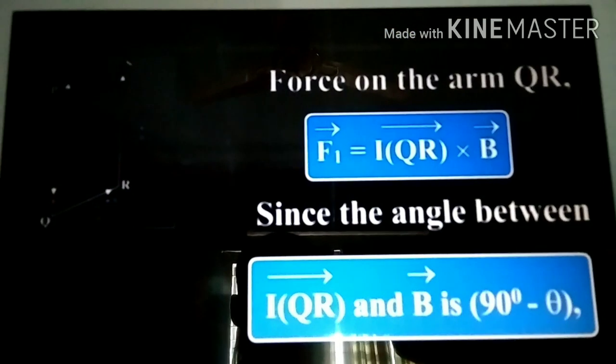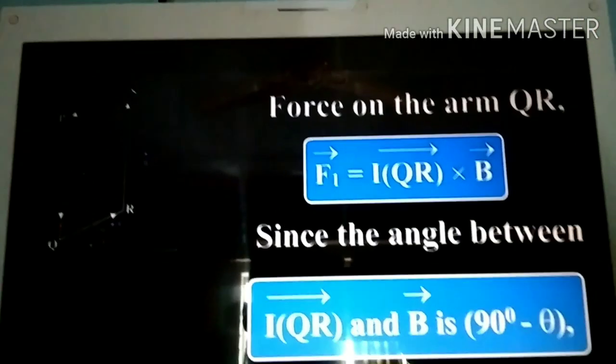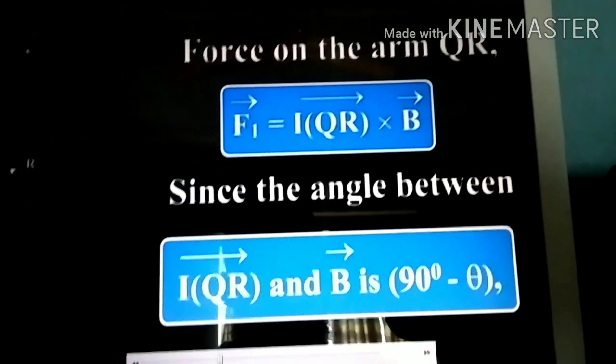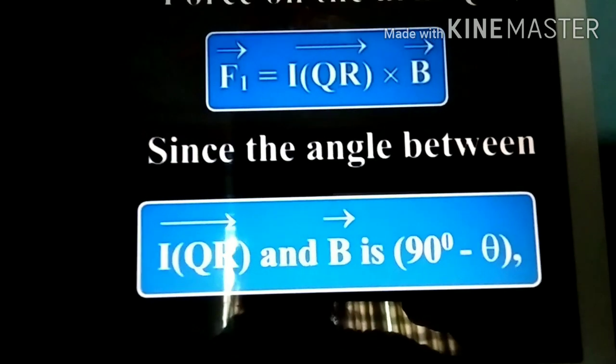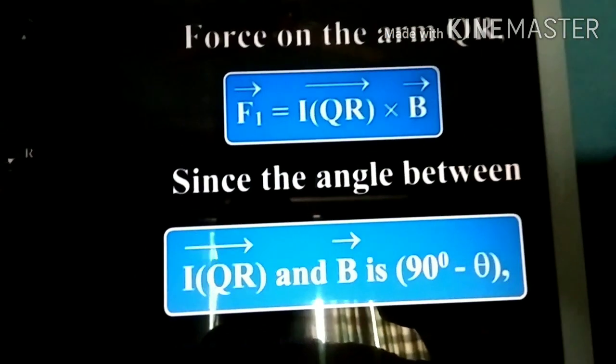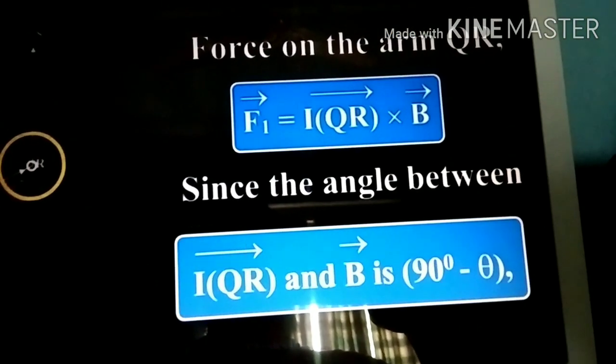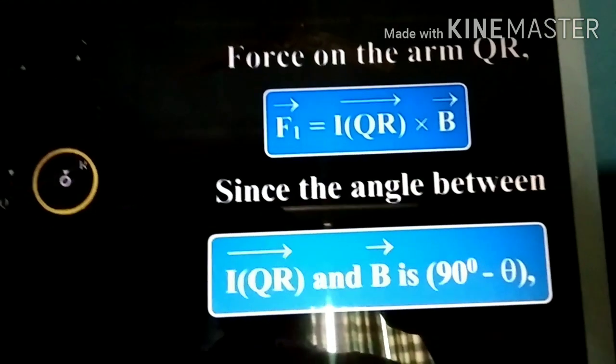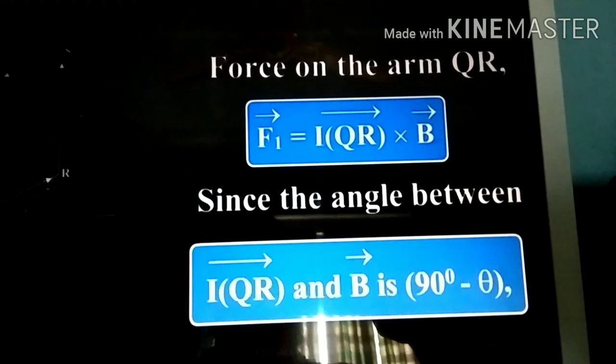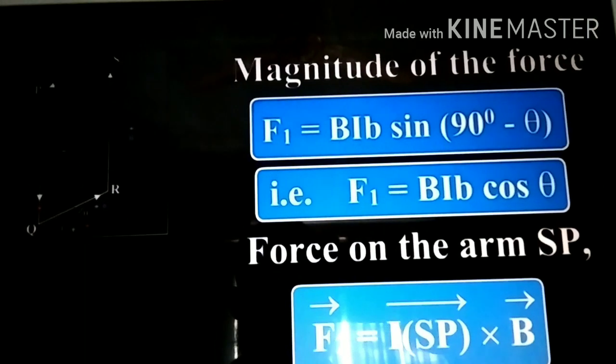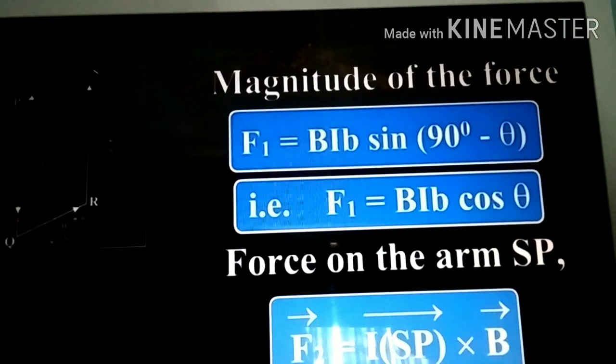Force on the arm QR, vector F1 is equal to vector I into QR cross B vector. Since the angle between I into QR and vector B is 90 degrees minus theta, the magnitude of the force F1 is equal to BIP sin(90 degrees minus theta).